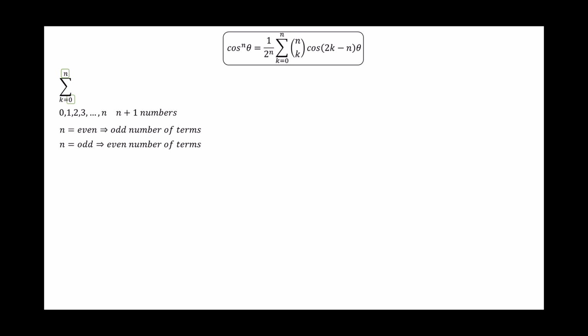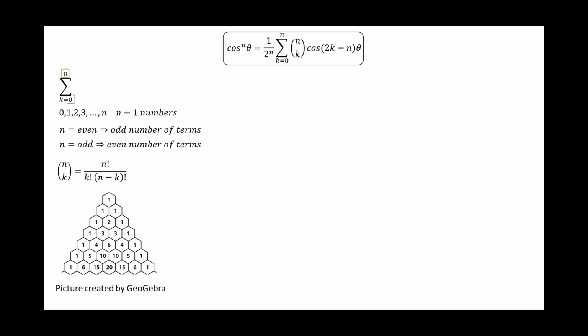The formula is represented by the binomial coefficient, but you could just use Pascal's triangle to help you out. The binomial coefficient n choose k is really just the number located on the nth row and the kth place. But don't forget that the first row and the first place of the triangle start with 0 and not 1.